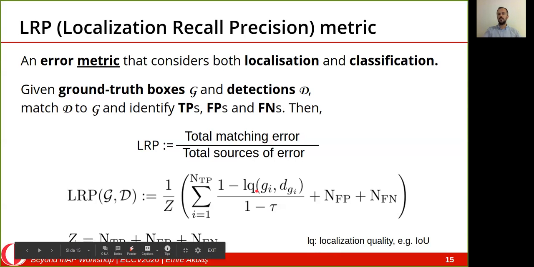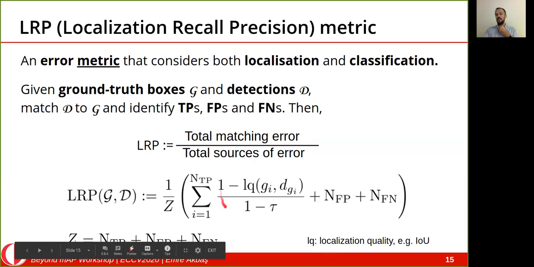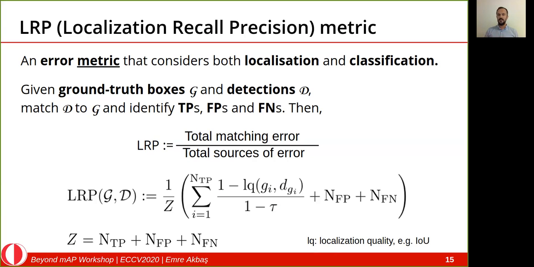And consider a true positive that has a very low localization quality. Let's say its intersection over union with the ground truth is 0.5. Then you'll get 1 minus 0.5 here and 1 minus 0.5 in the denominator, and you'll get a 1, which is the highest possible contribution to the error. If the localization quality is great, that means you have an intersection over union of 1, then this numerator will be 0, and this true positive will contribute 0 to the LRP error.